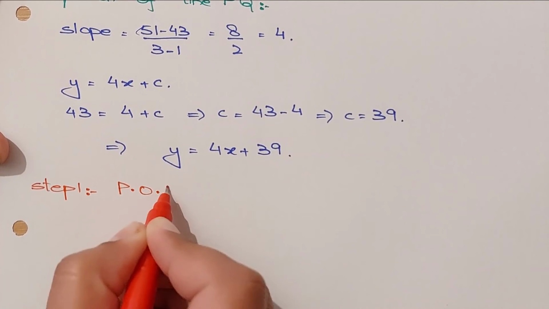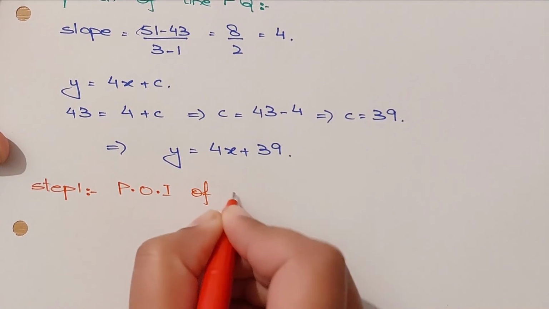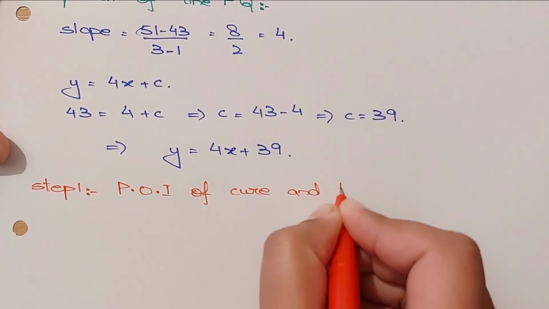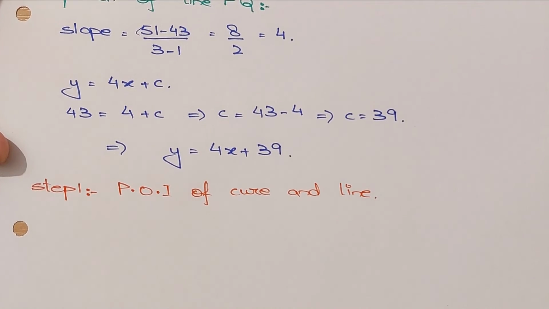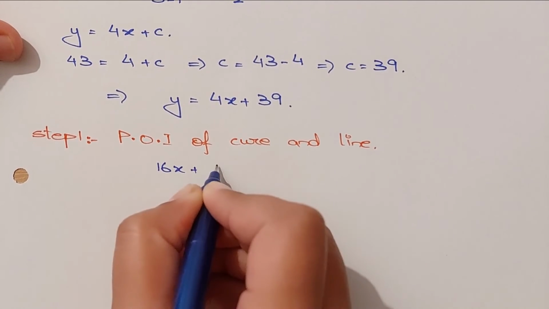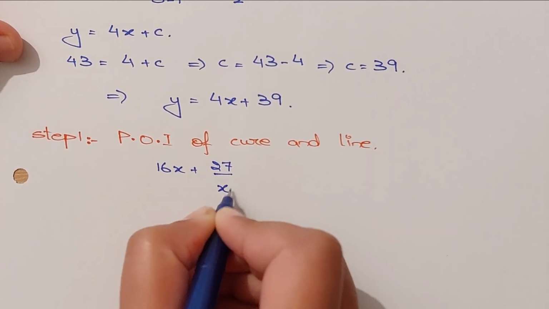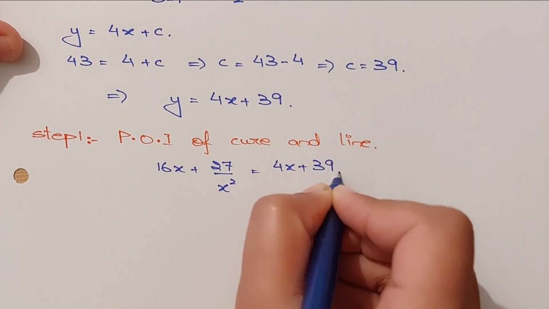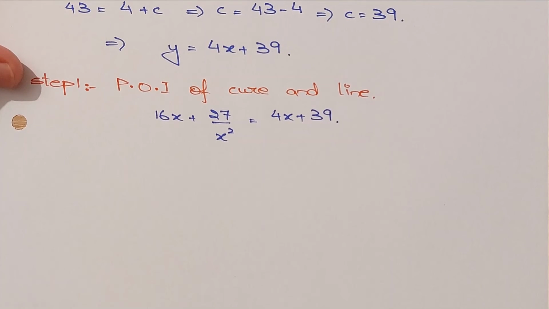Point of intersection of curve and line. So the curve is 16x plus 27 over x square equals to 4x plus 39, right? Let me solve the x value first.